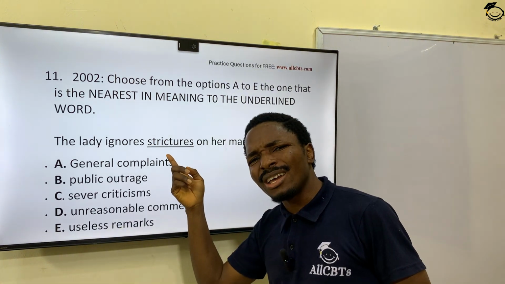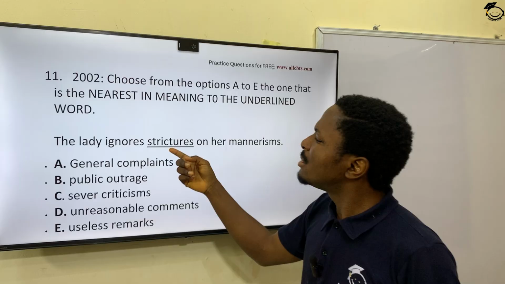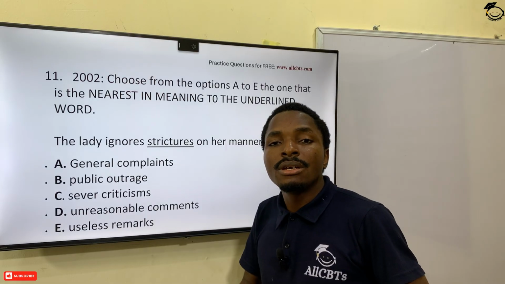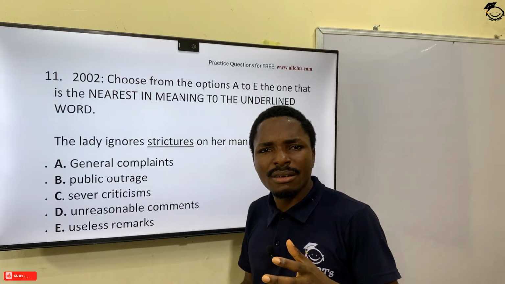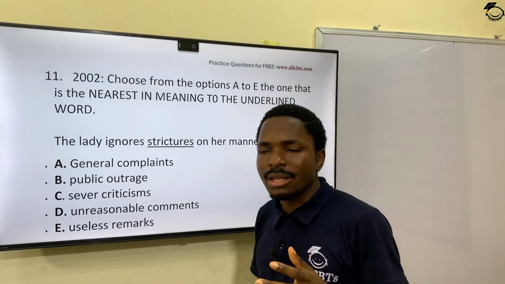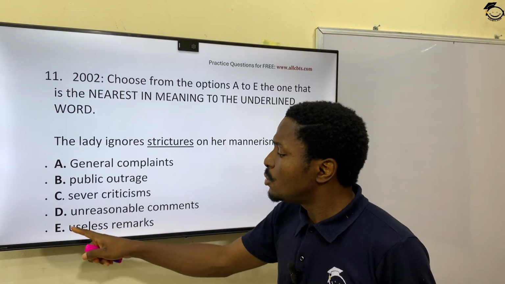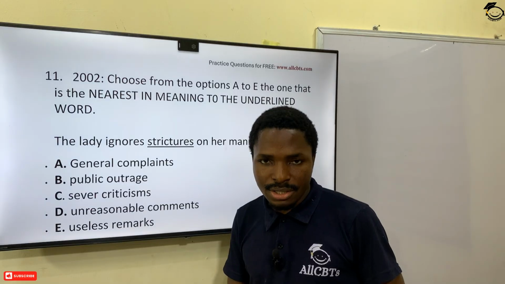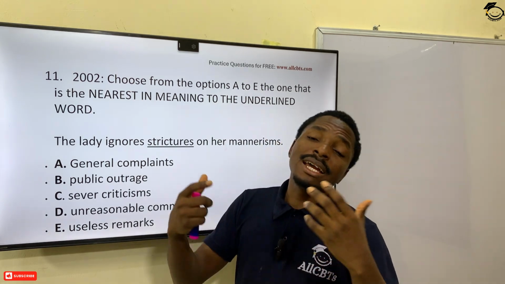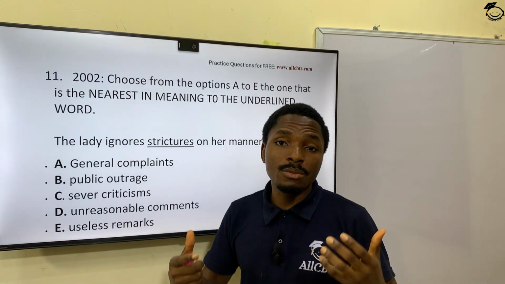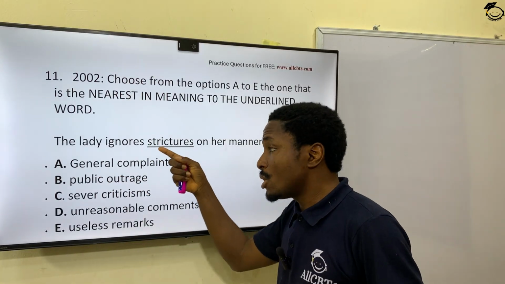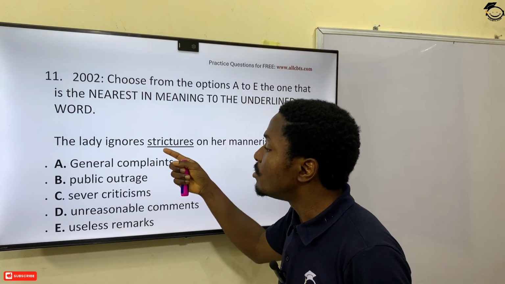But you can see strict there. Strictures. So we can at least deduce that there's strict and stricter. So strict definitely means something severe. Okay, it's not a general word. So general would not fit in there. Then public outrage will not fit. It would be severe criticism. So I'm just showing you some ways to answer questions, even if you don't have an idea, you've not come across those words before. So the lady ignores strictures on her mannerism simply means, because you can see strict here, you should have an idea that this will mean strict.